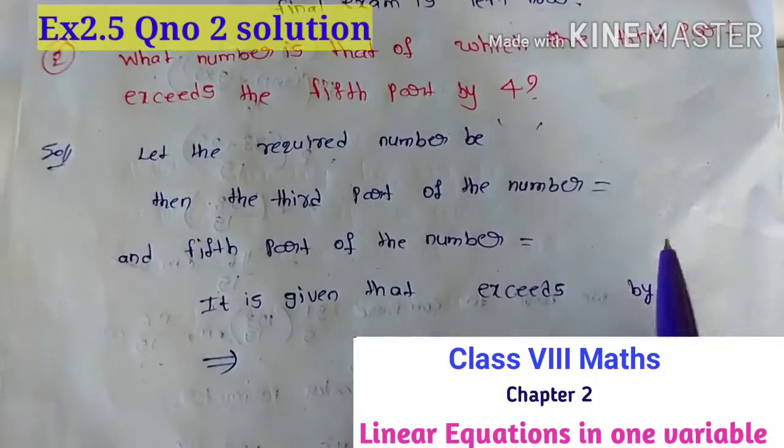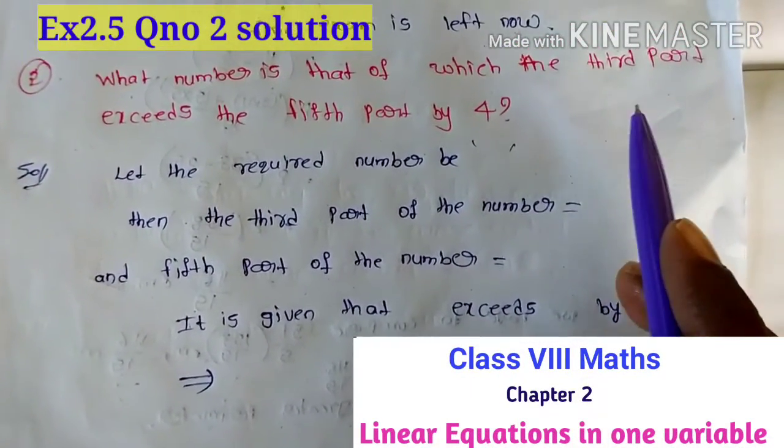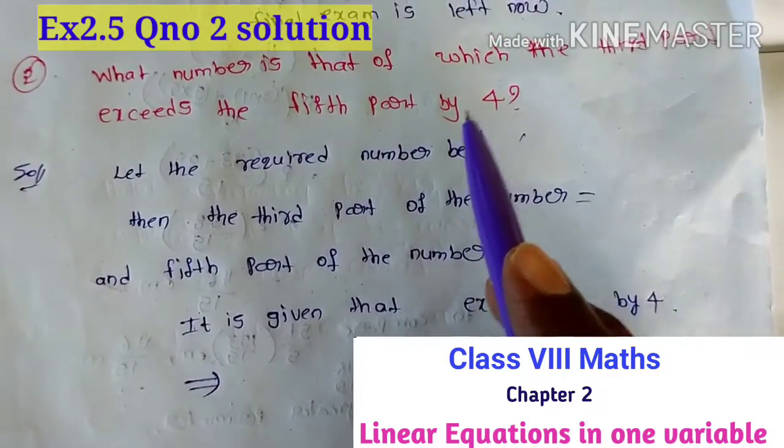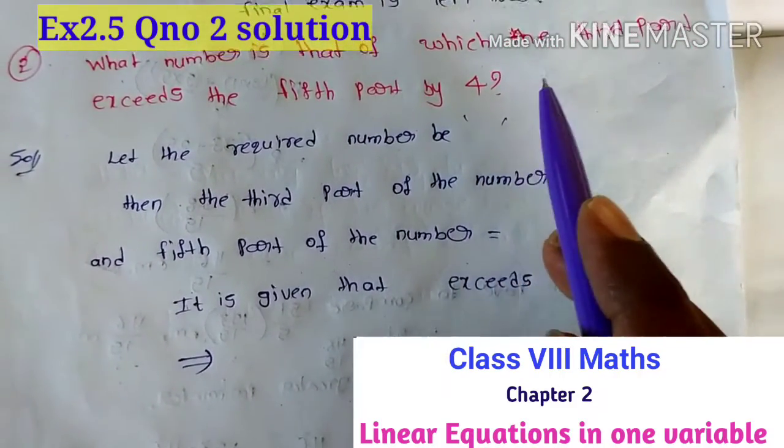In this video, I will explain class 8 maths. Now you can see your second question. What number is that which the third part exceeds the fifth part by 4? We don't know that number.